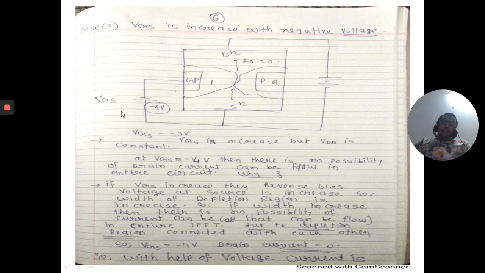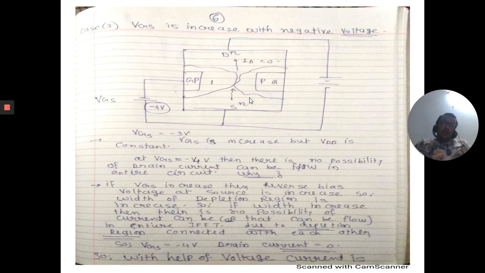Now I make VGS equal to -4. If we increase VGS up to -4 volt, then the P terminal consists of maximum negative voltage, and here there is positive voltage due to the presence of VDD. So the depletion regions overlap with each other. See this figure very carefully. Depletion regions overlap with each other.